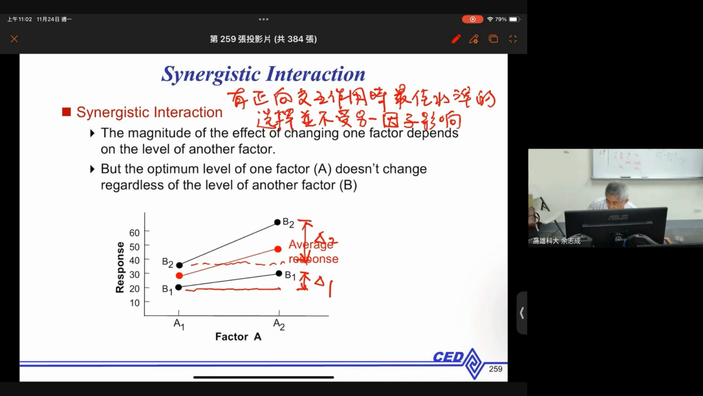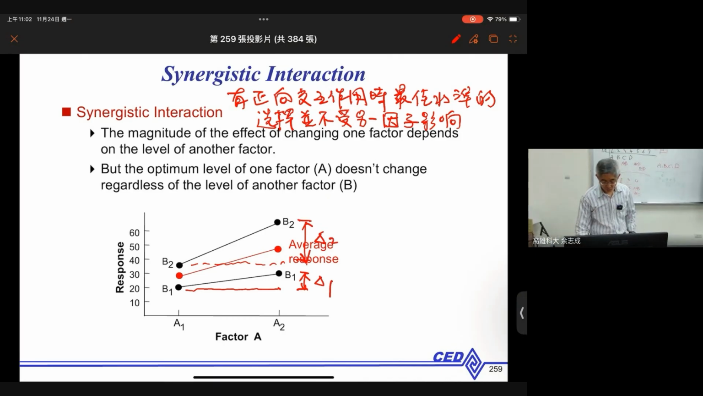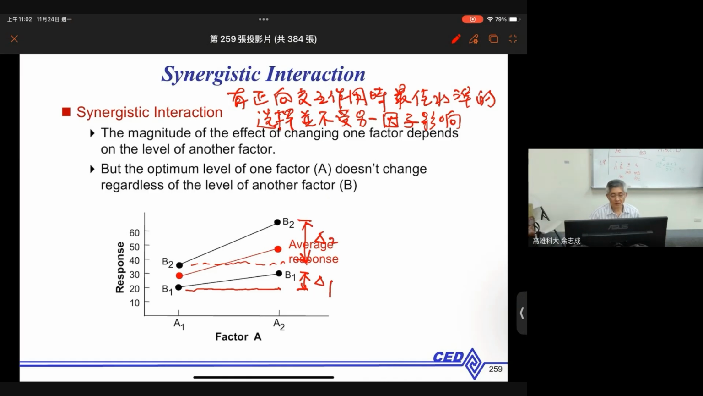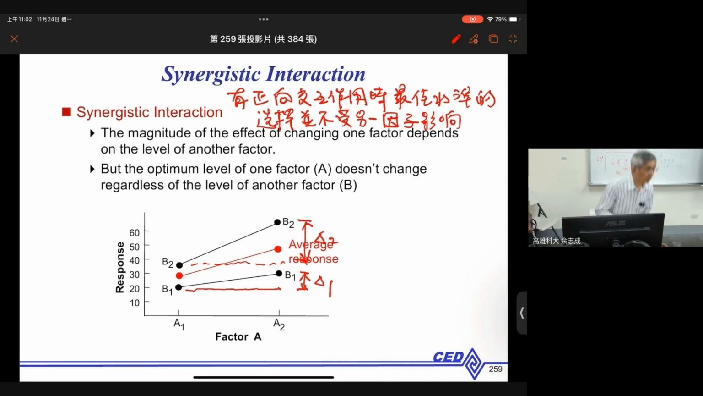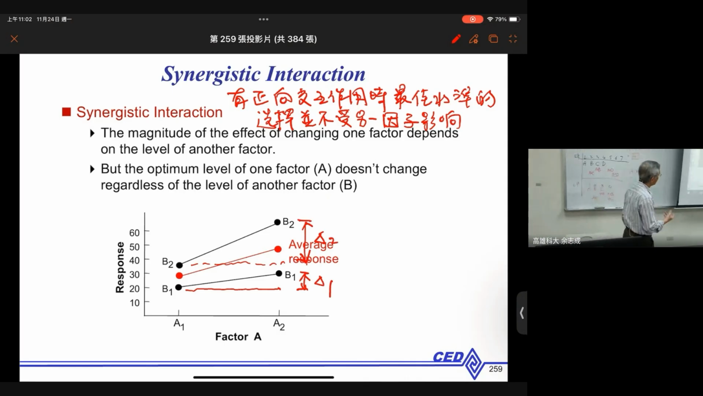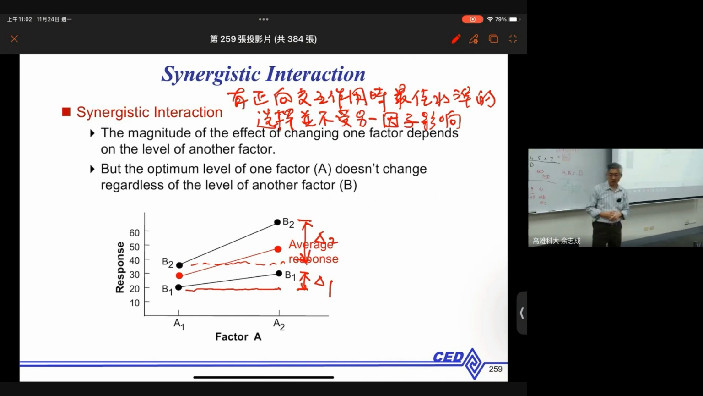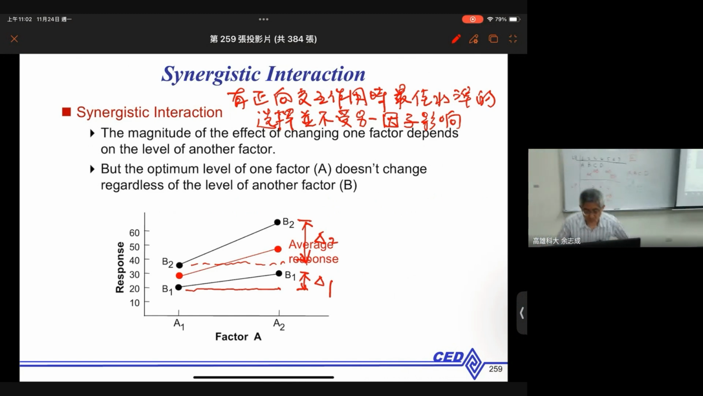Okay, let's come back to this problem. Let's take a 10 minute break, but during the break, I want you to finish this response table. And we will use this one to continue our discussion regarding the inference for interaction. Okay, let's take a 10 minute break.